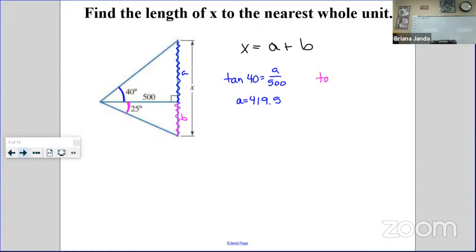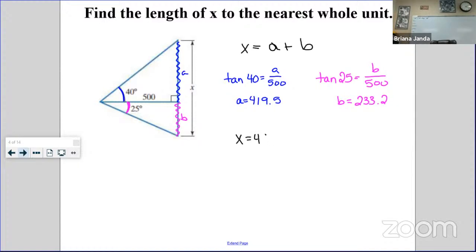Similarly for B, in the second triangle with an angle of 25 degrees, B is opposite, 500 is adjacent. So again, I would set up a tangent equation. This time my angle is 25 degrees, opposite is B, adjacent is 500. Multiply 500 times the tangent of 25, and we get 233.2.